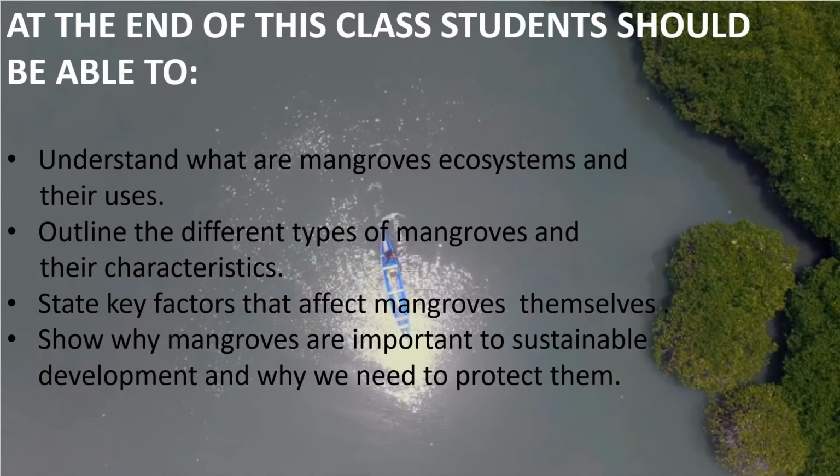At the end of this class, students should be able to first understand what the mangrove ecosystem and its uses are, able to outline the different types of mangroves and their characteristics, able to state key factors that affect mangroves themselves, and able to show why mangroves are important to sustainable development and why we need to protect them.